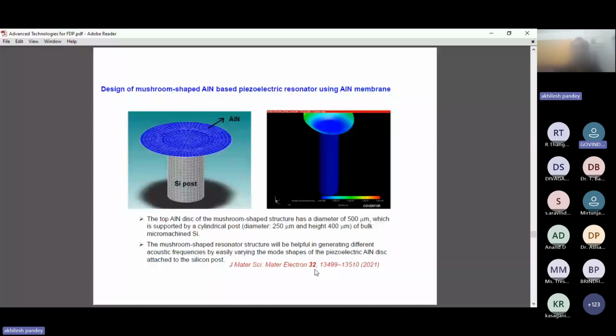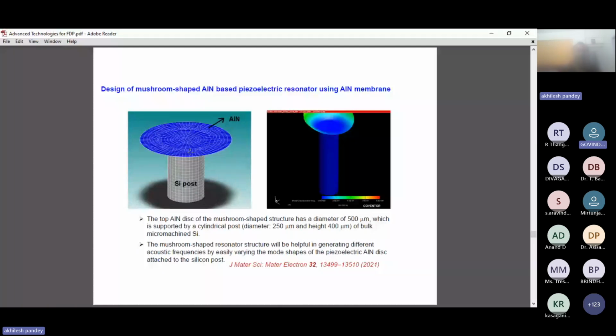Now, another structure is the mushroom-shaped aluminum nitride-based piezoelectric resonator using the aluminum nitride membrane. Since I am presenting it in a PDF file, I can't show the video. But in this case, this is the silicon post, and this is the aluminum nitride mushroom, like a mushroom.